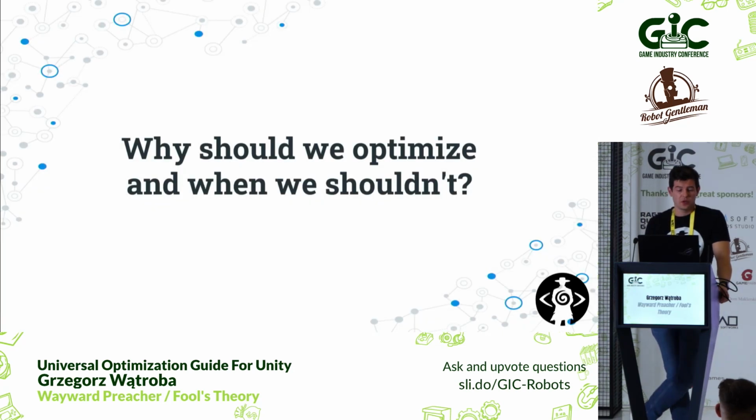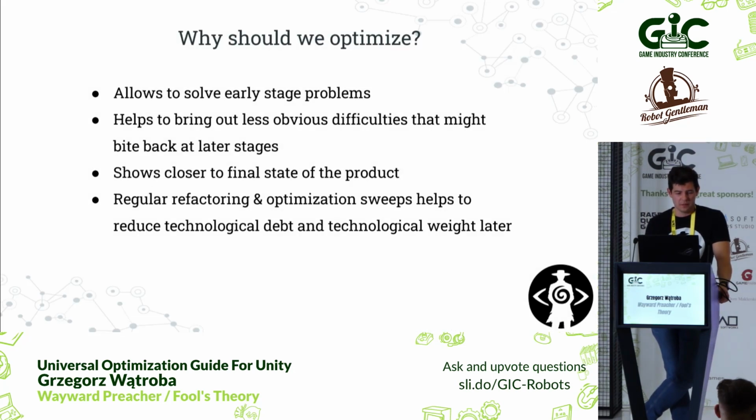So why should we optimize and when shouldn't we? Of course, optimizing allows us to solve early stage problems, and this is why we should do it. It helps to bring out less obvious problems. It shows us something closer to the final version of the product, so we can, for example, test it better and quicker. And regular refactoring and optimization sweeps help to reduce technological debt and weight.